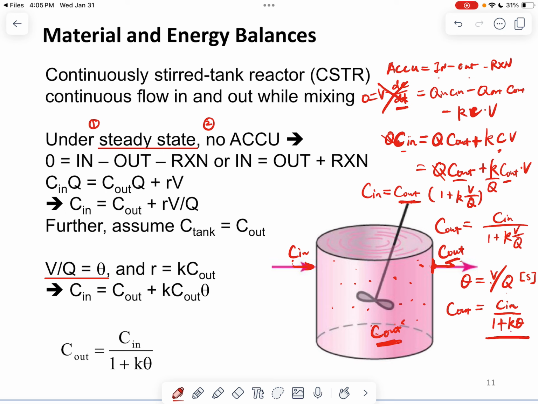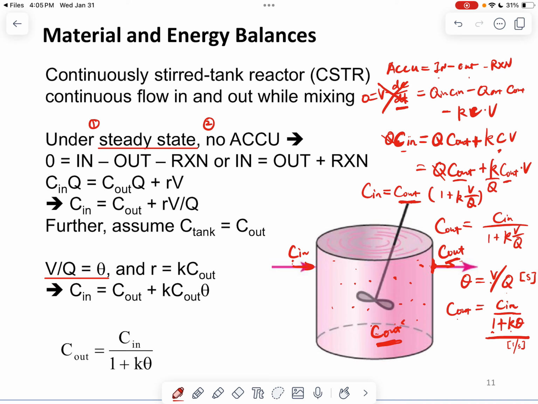And this also makes sense because remember for K, the first order reaction rate constant, the unit is 1 per second for first order reactions. So that's why K theta multiplied together should be unitless. And the 1 here is unitless. So that's why it makes sense. And then the concentration units are conserved. So that's the constraint that K theta has to be unitless, right? So theta has a unit of time.